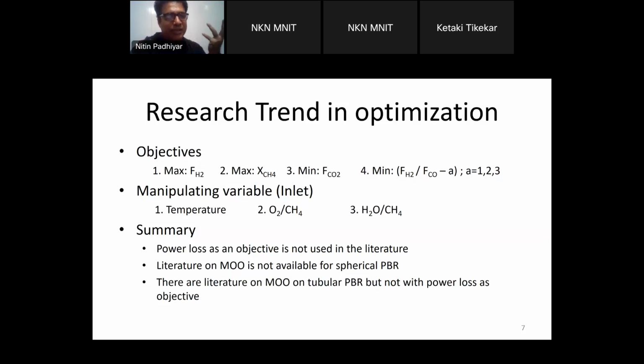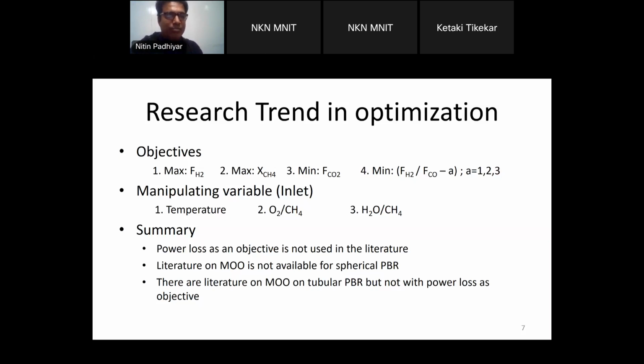So action variables in the entire literature that was available were 3. Only 3 design variables were used. There is temperature, oxygen to methane ratio in the feed, and steam to methane ratio in the steam. So these were the three variables people had used, and objectives were the above four.